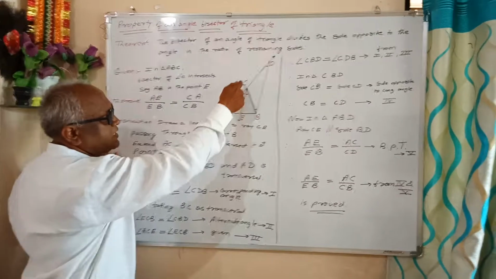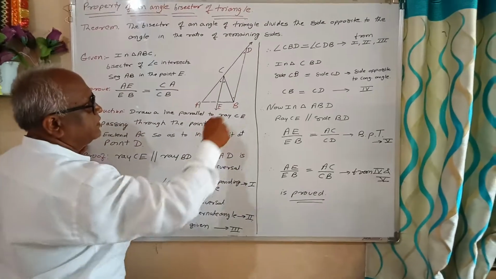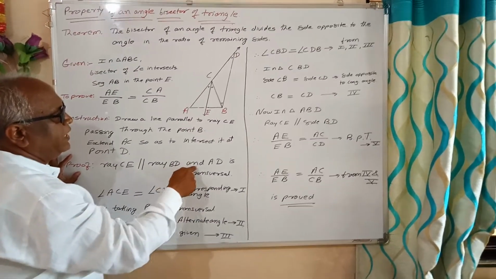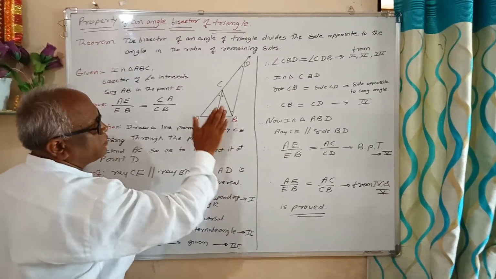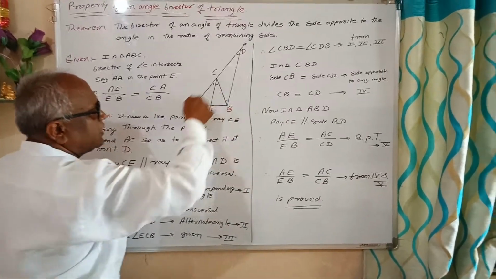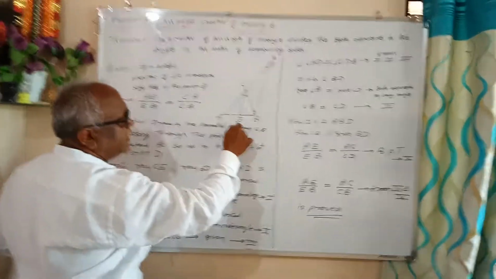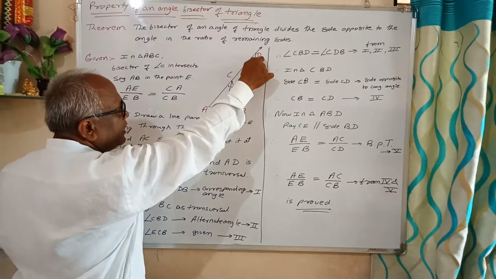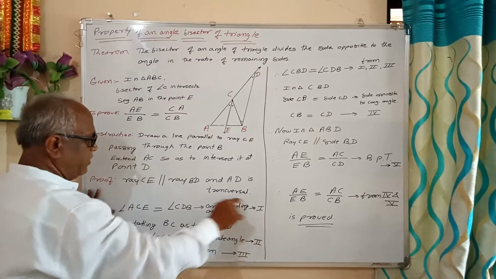Proof: ray CE is parallel to BD, and AD is a transversal. These two are parallel and this is a transversal. So angle ACE is equal to angle CDB. That is a corresponding angle. That is equation number 1.